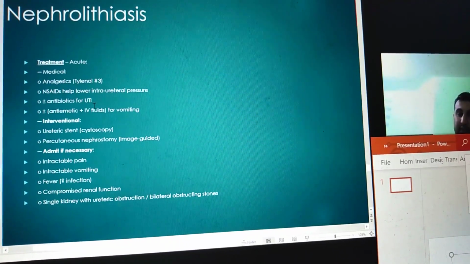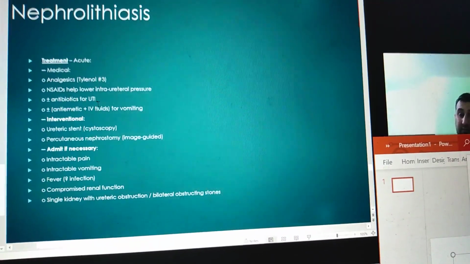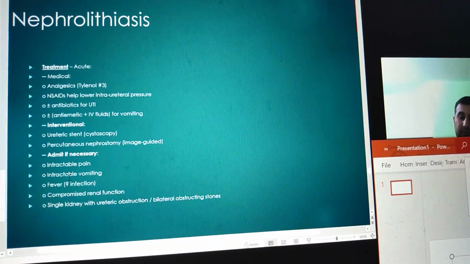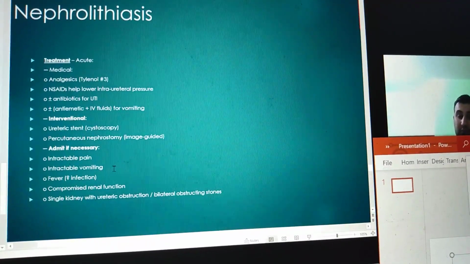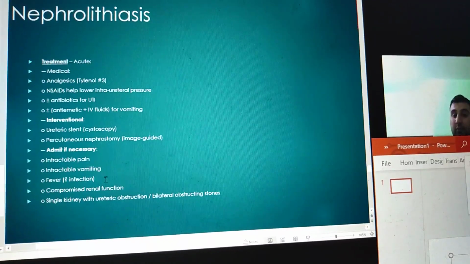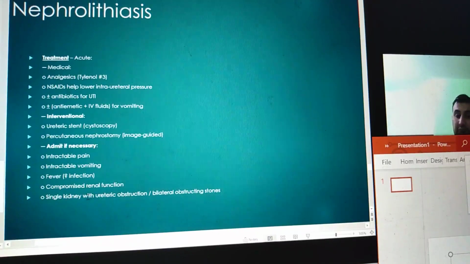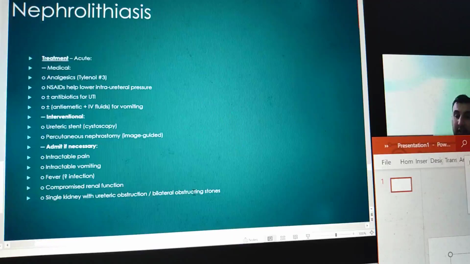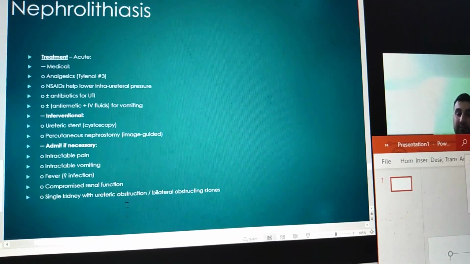The most important thing is that you have to know when to admit the patient to the ICU, or when to admit the patient to the wards or the hospital, basically. If they have severe pain and uncontrollable vomiting, fever, which points to infection, which we have to treat with IV antibiotics, right? And the renal function tests are worse. And basically, if they have one kidney with ureteric obstruction or bilateral obstructing stones, so we admit them.